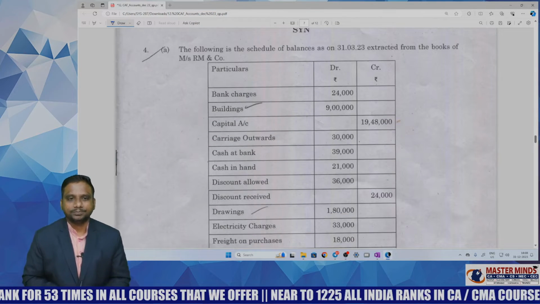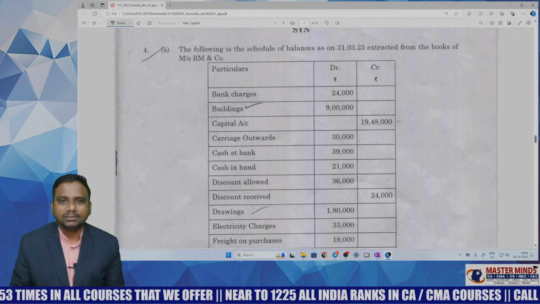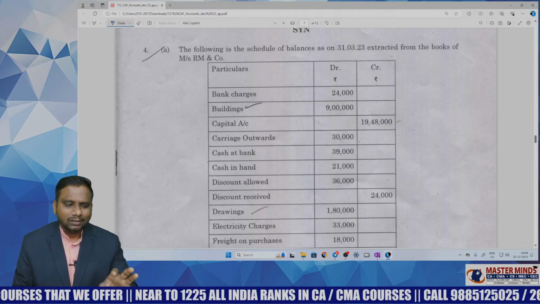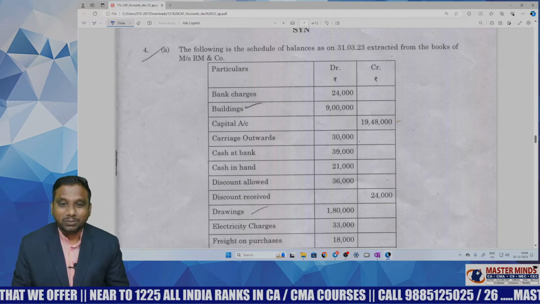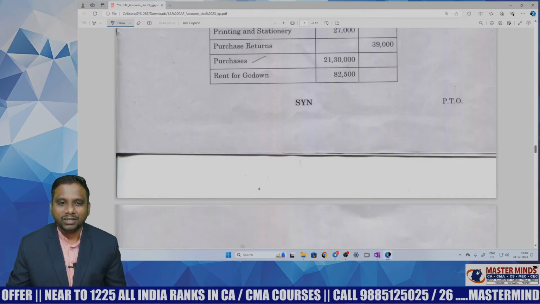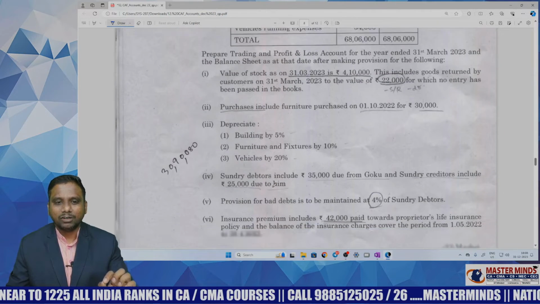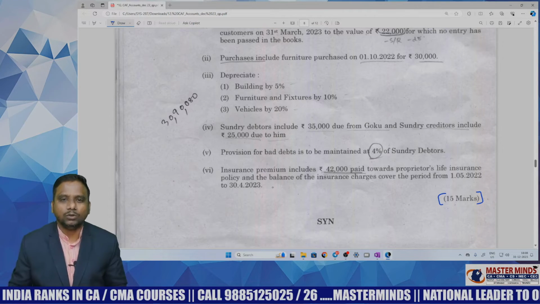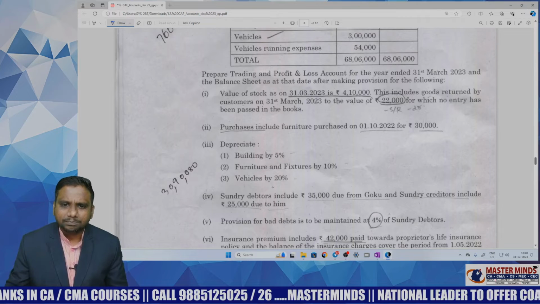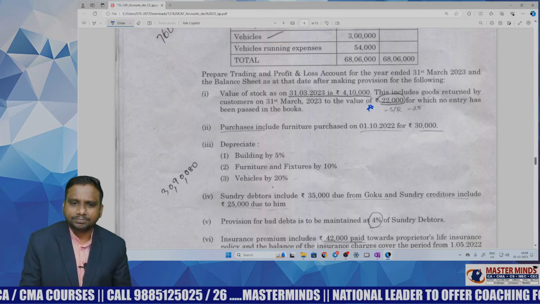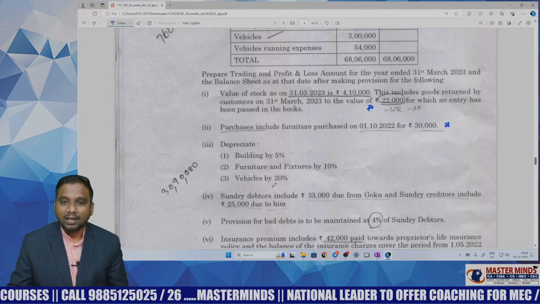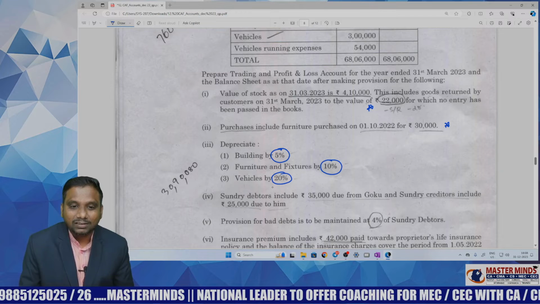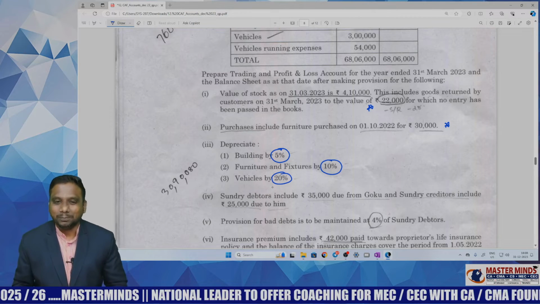And fourth question. If you observe, this is a final accounts problem, students. In the last attempt, we did not get any problem from final accounts. But this time, a final accounts problem, they have given the trial balance and some information. 15 marks. Very, very, very easy questions, students. But here we have to do some adjustments, some rectifications, and most of the students try to observe. Here the depreciation is given without the words per annum. Per annum. Yes sir, no, students.